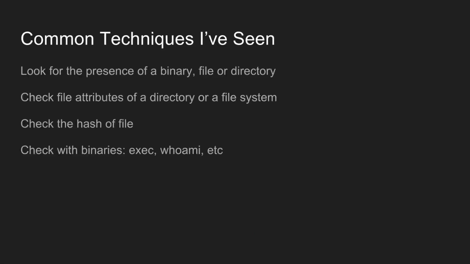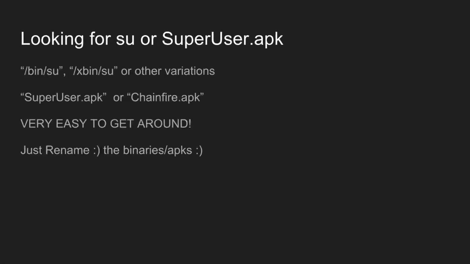So, static root checks. Here are the techniques I've seen. Typically, it's one of these four, right? They're looking for the presence of a binary. They're looking for some attribute, like a weird directory change. They're hashing a particular file, or they're relying on existing binaries, like exec or whoami. Searching for these is trivial, right? So they're going to be looking for bin/su, xbin/su, or the actual APK files that invoke some of this rooting behavior, like Superuser.apk or Chainfire.apk.